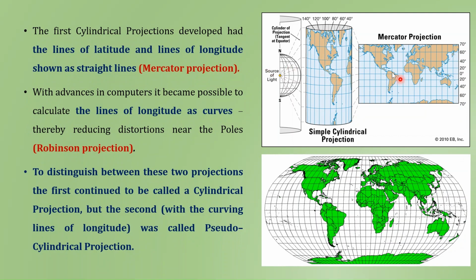The first cylindrical projection which was developed had the lines of longitude and the lines of latitude as straight lines, and this was mainly in the Mercator projection. But with advances in computers, it became possible to calculate the lines of longitude as curved lines, which has the benefit of reducing distortion near the polar region, and this is mainly in the Robinson projection. To distinguish between these two, the first continued to be called the cylindrical projection, but the second, where the lines of longitude are curved, is referred to as the pseudo-cylindrical projection.